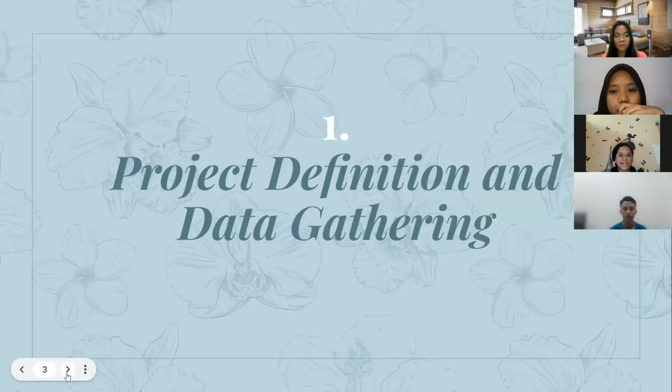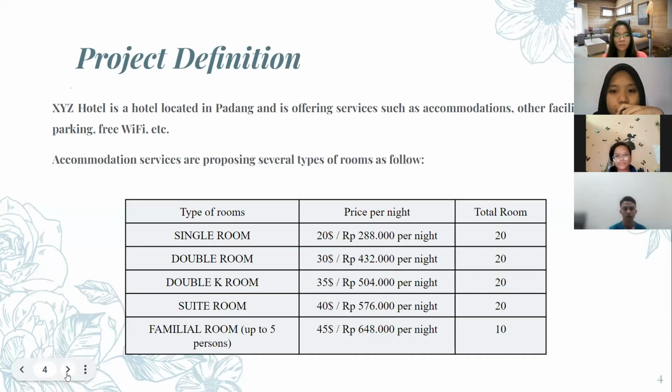So next slide. The first thing we are going to talk about is the project definition and the data gathering. First, we took the case of XYZ Hotel, which is located in Padang and offers services such as accommodations, other facilities, free parking, free Wi-Fi, etc. As you can see in the table, you have the type of rooms in the first column, then the price per night, and the total rooms available within the XYZ Hotel.